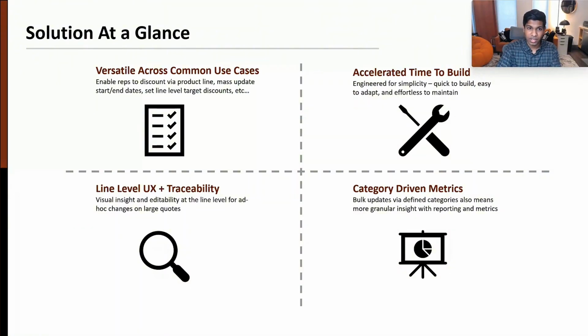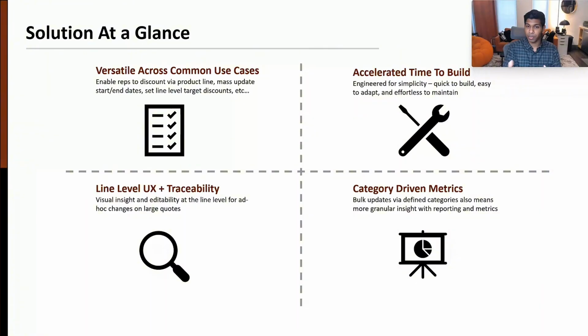You use the solution, you do a bulk update of value updates, but you need to make some ad hoc changes and whatnot. You still have that line level editability that you may not get with some other modules and some other solutions within Revenue Cloud. Not only that, but the traceability there kind of coincides with the feature on the right here, category-driven metrics. Let's say you need to pull reports per product line. So any sort of value you mass update across products, product lines, this solution enables and lays a foundation for you to pull metrics and reports off of that.